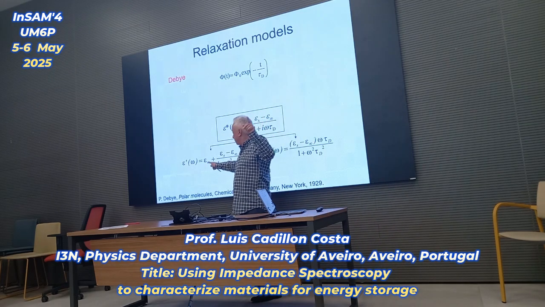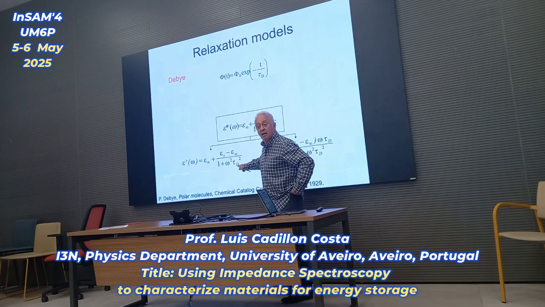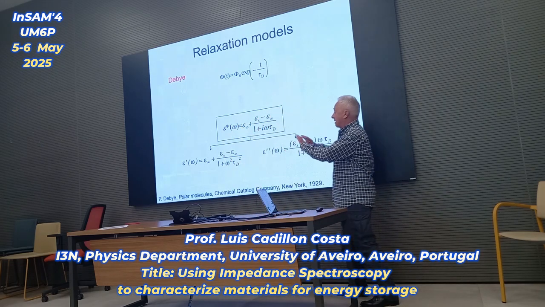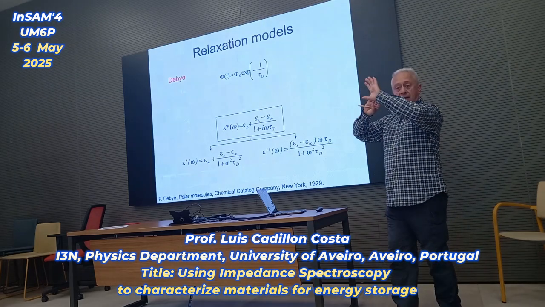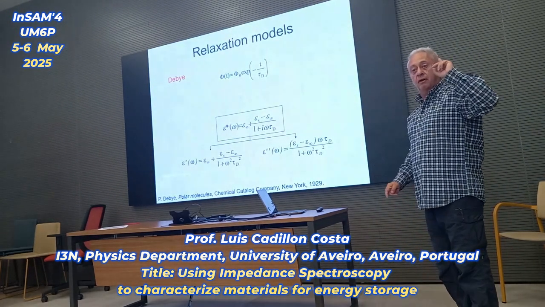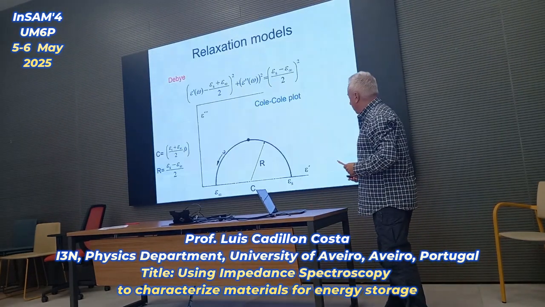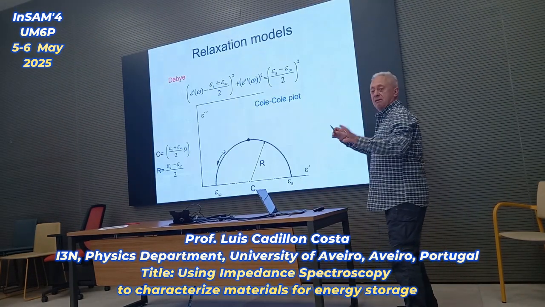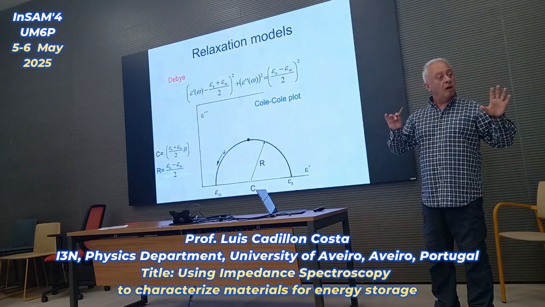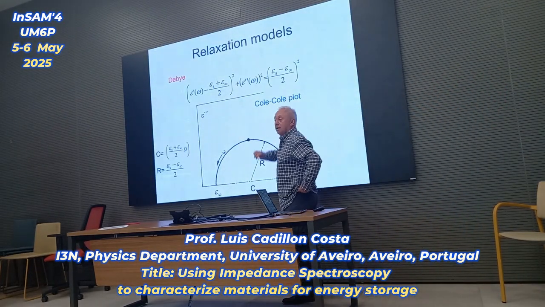Again, epsilon infinity is epsilon at very high frequency, epsilon static is at frequency 0, and tau is the relaxation time. So I have already separated epsilon prime and epsilon double prime. But this is true only for the Debye model. Then I make some small calculus and I obtain this very important equation.